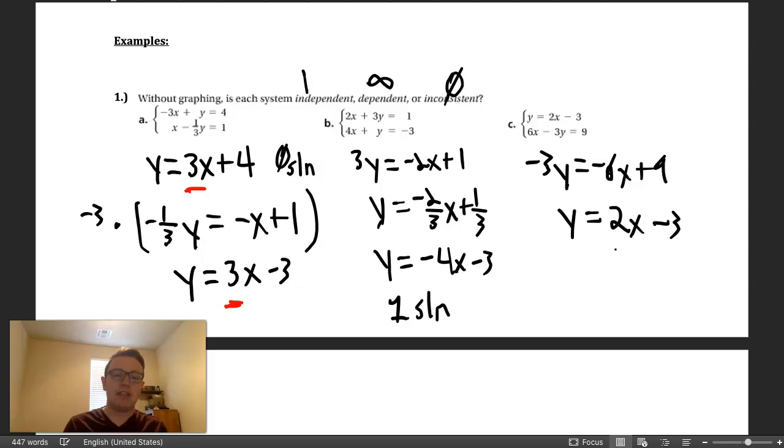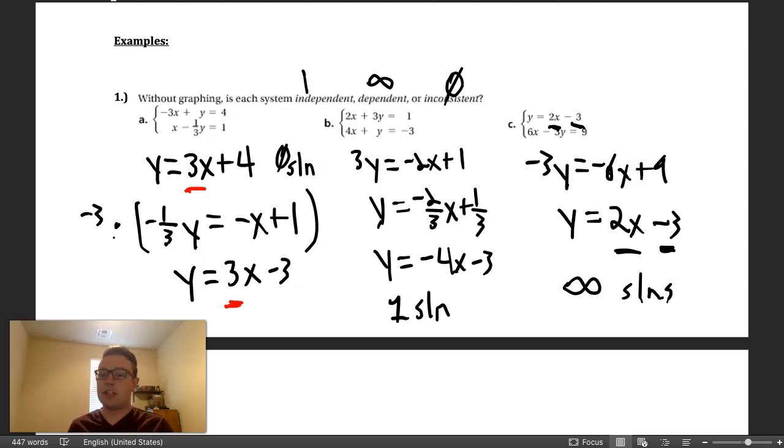And now we're seeing we have the same slope. That's not good. And we have the same y-intercept. That's especially not good. That means we're dealing with this same line here, making this have infinite solutions, or that's a dependent system.